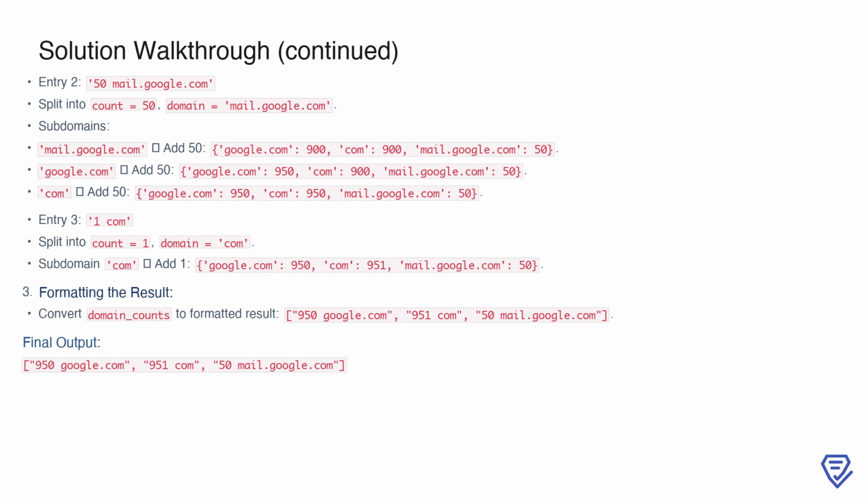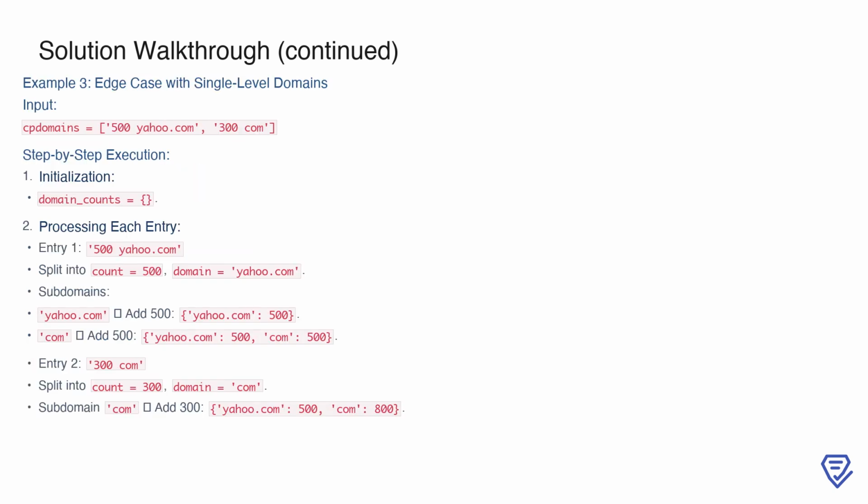For the third entry, 1 com, we add 1 to the count associated with com, bringing its total to 951. After processing all entries, we format the dictionary into the output 950 google.com, 951 com, 50 mail.google.com. In the next example, we handle an edge case where the input contains single-level domains. The input is 500 yahoo.com, 300 com. As usual, we start with an empty domain_counts dictionary.